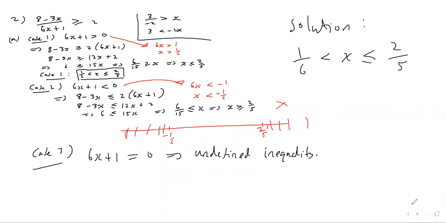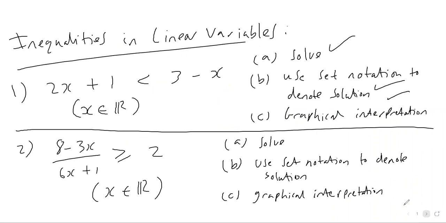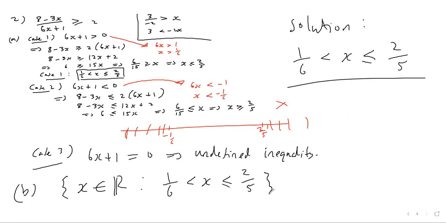So that's our solution. And then going back to part B, this time we want to write it in set notation. So the solution is going to be the set of x values in the real numbers, such that x is between 1 over 6 and less than or equal to 2 over 5. So that would be our solution in set notation.